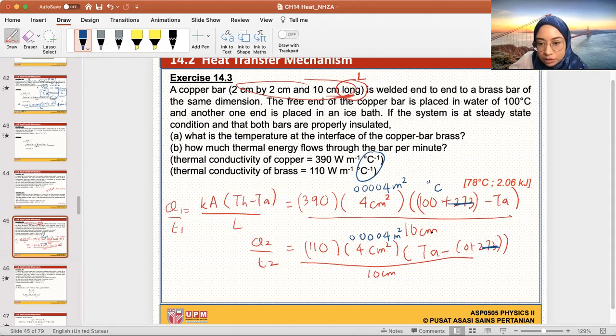So this guy also has to be in SI. So this is 0.01 meter. Okay, 0.1 meter. Yeah. Okay, so kita convert all the SI units. Our temperature is in Celsius. What else? Are we good to go? Can we calculate it now?